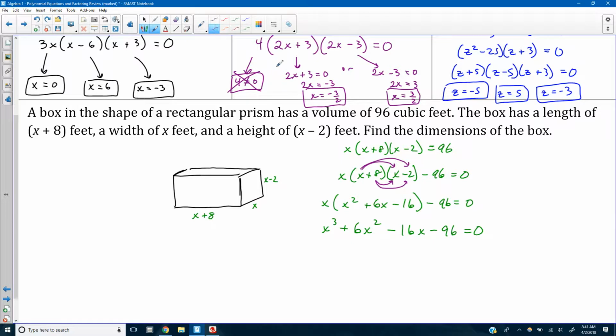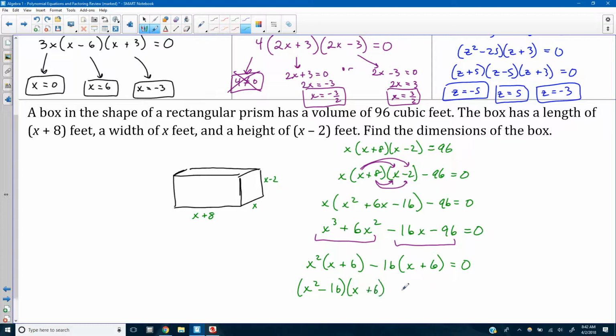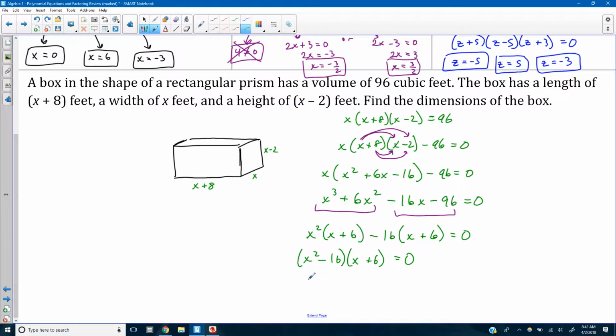Now that they're all clustered together, and rightfully so, I can do things like factoring by grouping and then use the zero product property. So I factor an x squared out of here, and I'm left with x plus 6. And I factor a -16 out of here, and I'm left with x plus 6. So here I have x squared minus 16 when I factor out the x plus 6. And this is a difference of two squares here. So I have x plus 4 times x minus 4 times x plus 6 equals 0. So x either equals -4, +4, or -6.